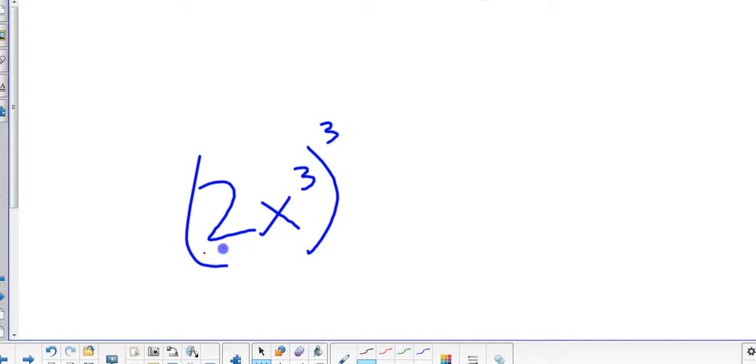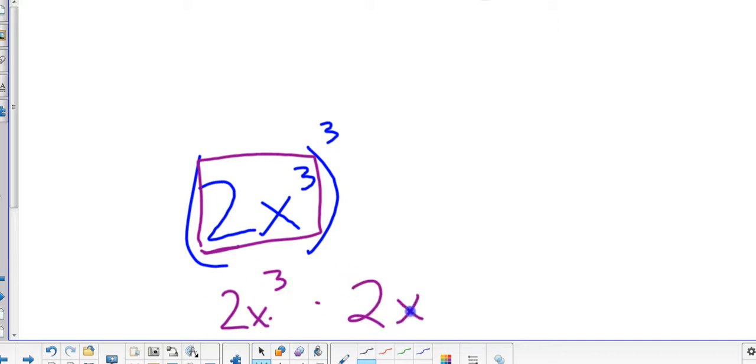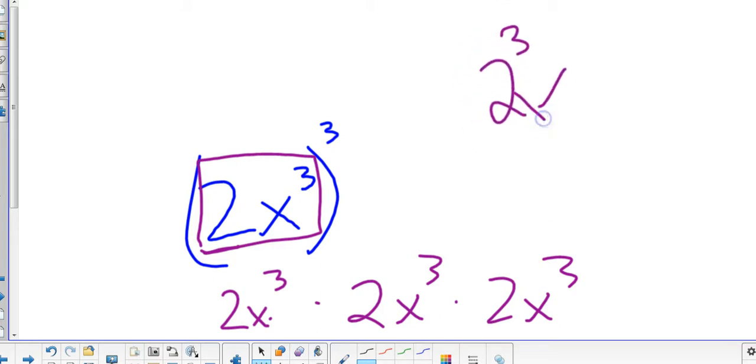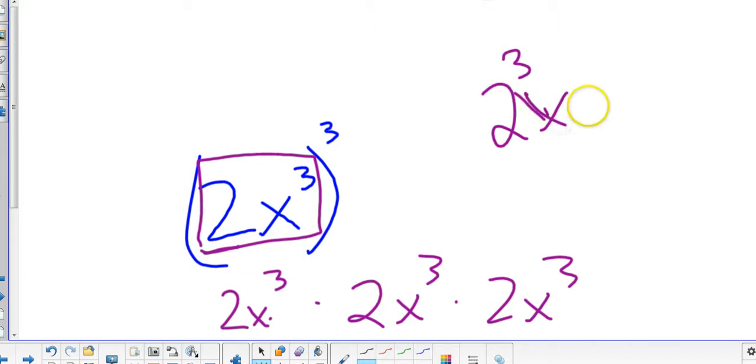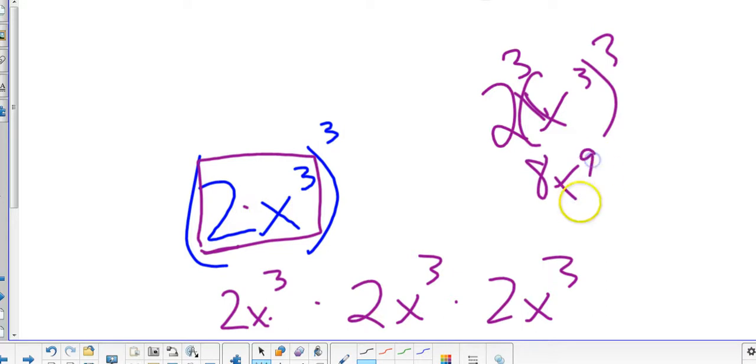Now, if we have a coefficient, the base is the whole thing, 2x to the third. So coefficient of 2, x to the third, all of that is the base to the third power. If we wrote it out, it would be 2x to the third times 2x to the third times 2x to the third. So what happens if you use commutative is you see that you have 1, 2, 3 powers of 2, and we've got 3 x to the thirds. So it's almost as if it's 2 to the third and x to the third to the third. Both of these factors, 2 and x to the third, both get raised to the third power, so it becomes 8x to the ninth would be our answer.